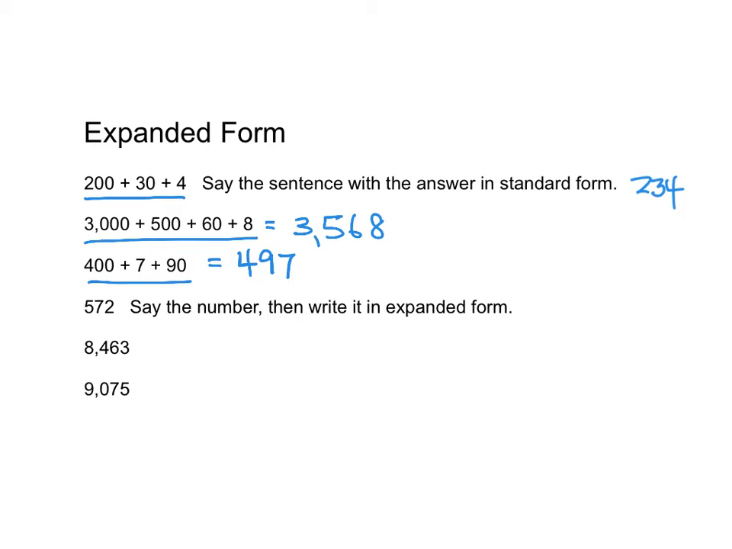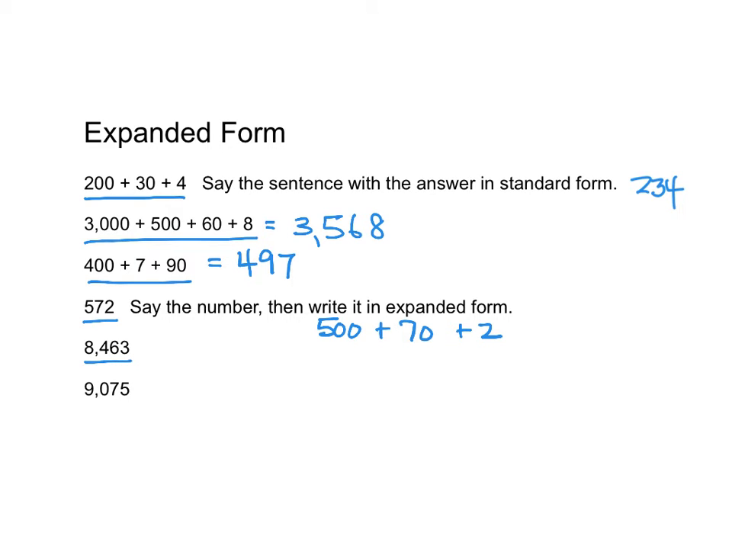All right, the second half of this, we're going to look at the number. You'll say the number, 572, and then you'll write the number in expanded form. So let's look at that first one, 572. On your board, you should be writing what that is in expanded form. And you should have written 500 plus 70 plus 2.